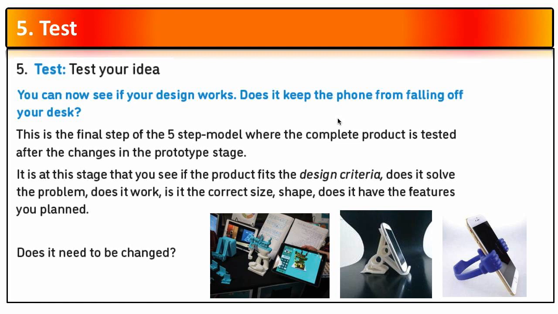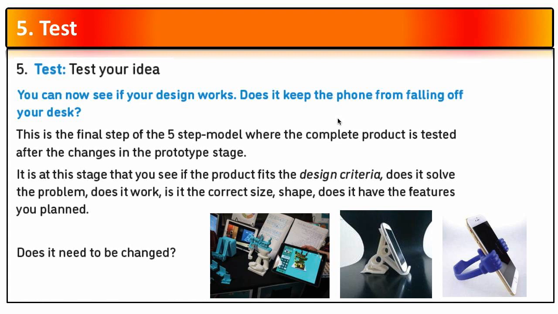You can now see if your design works. Does it keep the phone from falling off the desk? This is the final step of the 5-step model that we've gone through. First one being empathize. Second one being define. Third one being ideate. Fourth one being prototype. And the fifth, test.